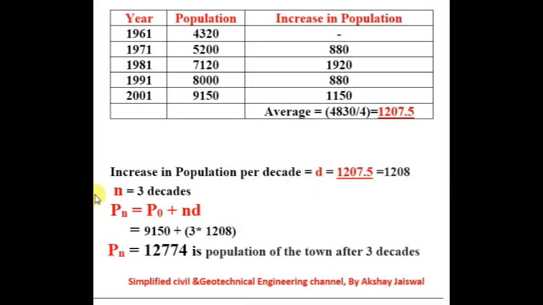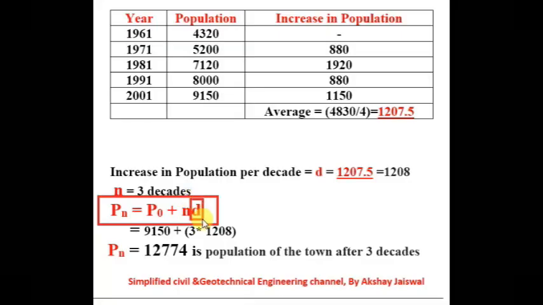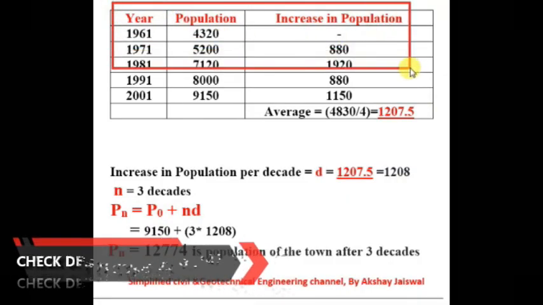Now we will solve the problem. According to this formula, Pn = P0 + n × d. First we will find this d, and to find the value of d we need to use the table. We need to find the increase in population, and then we will find the average of the last column. Now observe this table carefully.